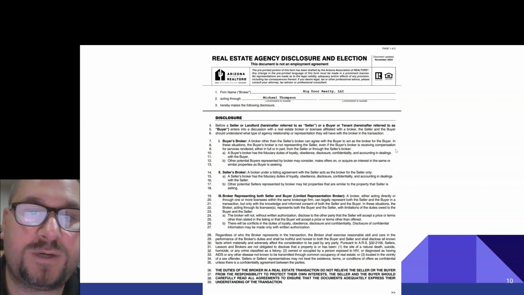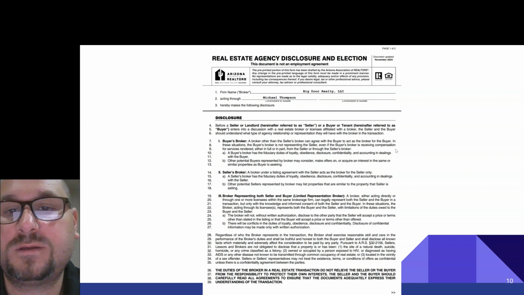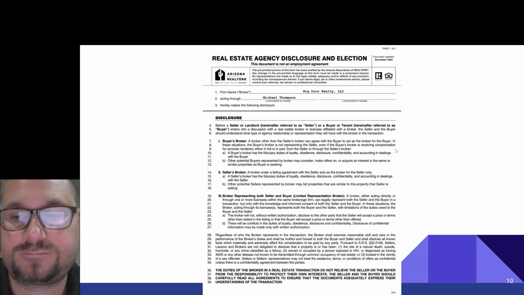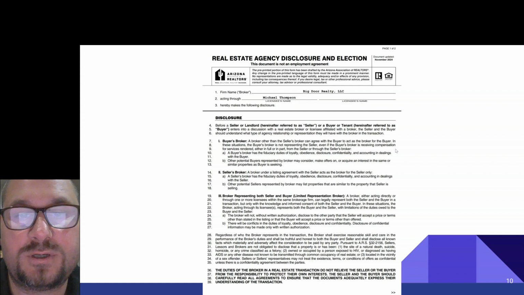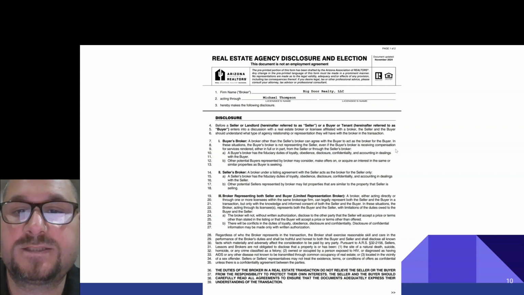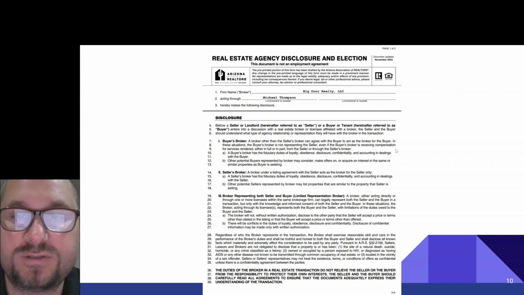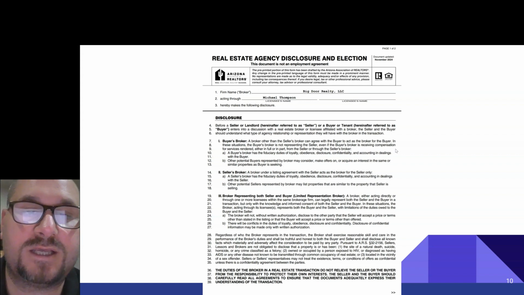B, other potential buyers represented by brokers may consider, make offers on, or acquire an interest in the same or similar properties as the buyer is seeking. Seller's broker. A broker under a listing agreement with the seller acts as the broker for the seller only. A seller's broker has the fiduciary duties of loyalty, obedience, disclosure, confidentiality, and accounting in dealings with the seller.